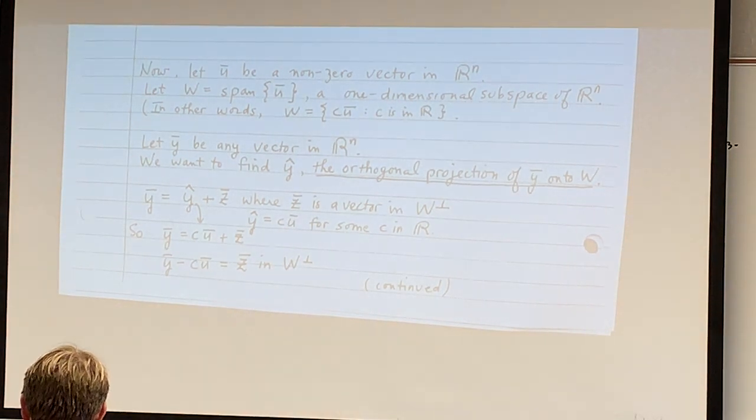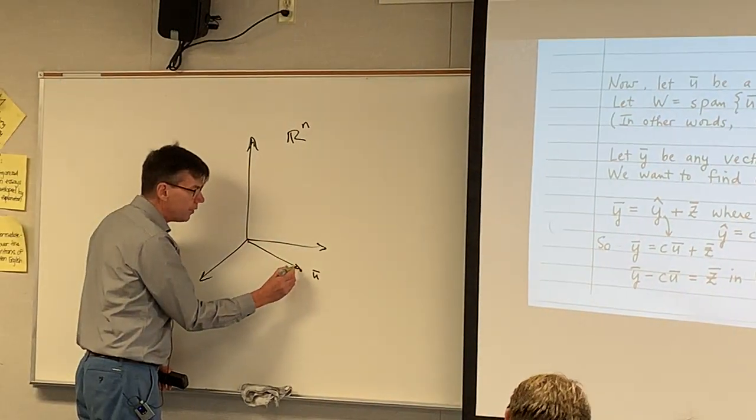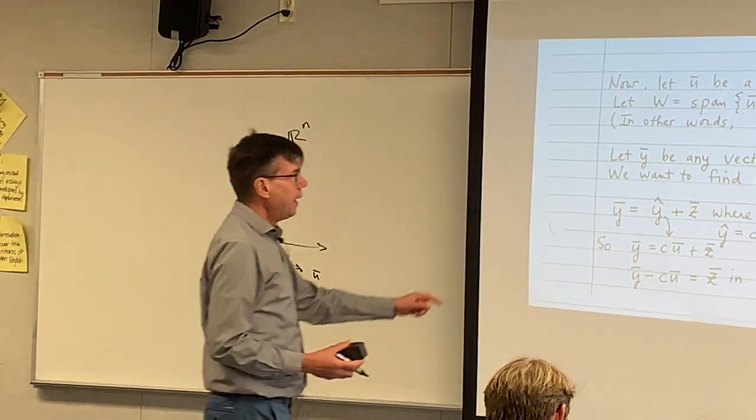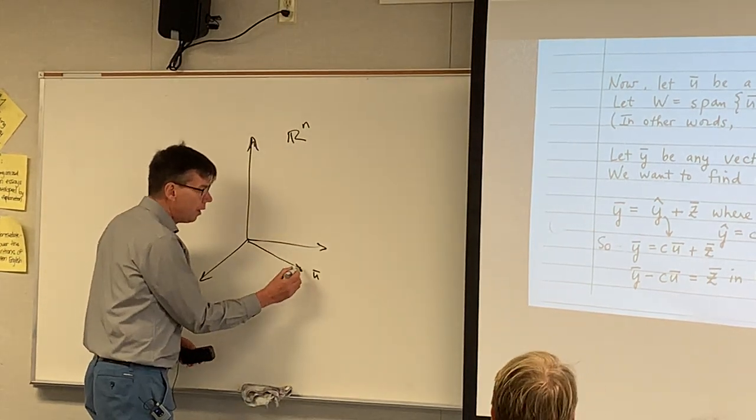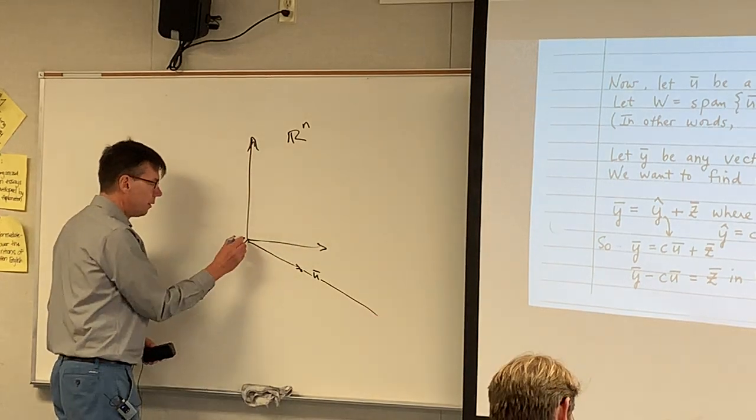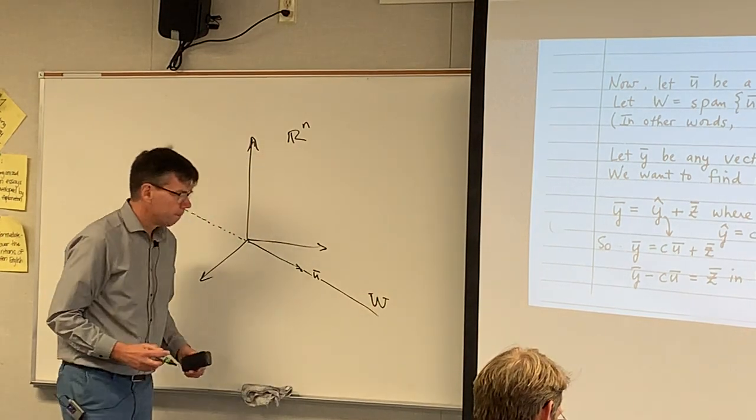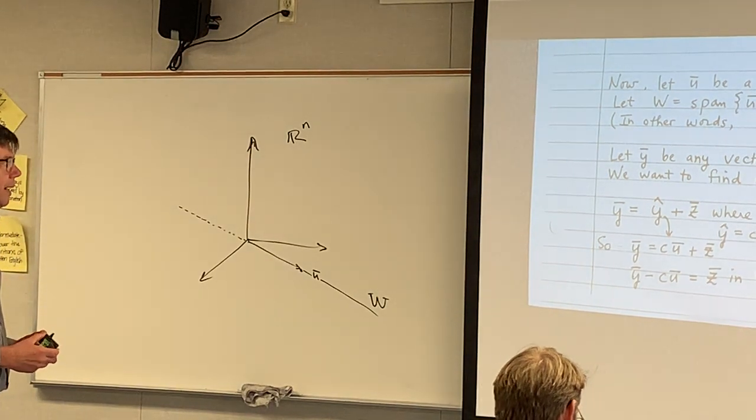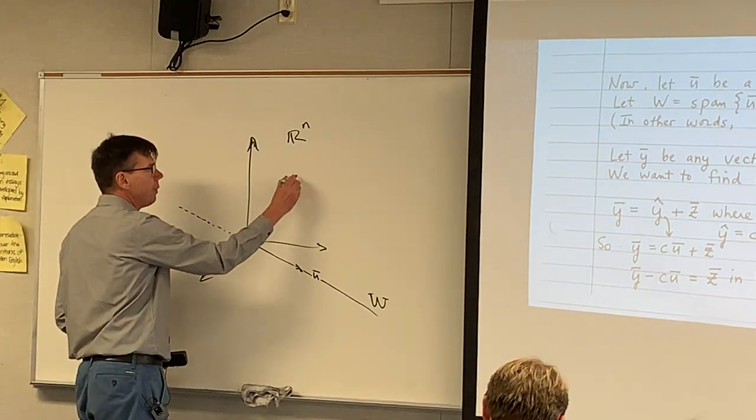I think in my pictures, I kind of cheat and pretend that U is in the xy plane. Now, officially, U is a point, but sometimes it helps us to think of an arrow to visualize what's going on. And W's the span of U. W's going to be all scalar multiples of that single vector. So W's a line, a one-dimensional subspace of Rn. Let y bar be any vector in Rn. So in my picture, y bar is kind of floating around.